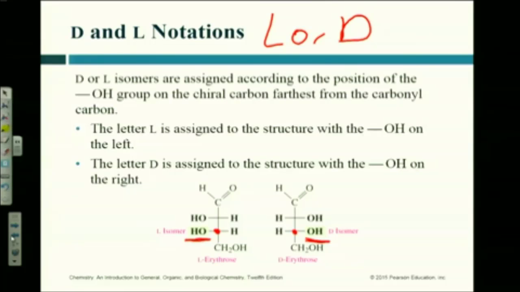Okay, look. How did we get L and D? That's the question. We look at the chiral carbon that's the furthest away from the carbonyl group. If the hydroxyl is on the left, it's L. If the hydroxyl is on the right, it's D. Because all carbons that aren't carbonyl carbons carry hydroxyls in sugar molecules. Okay? Let's do a couple.